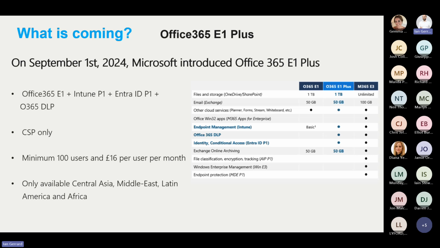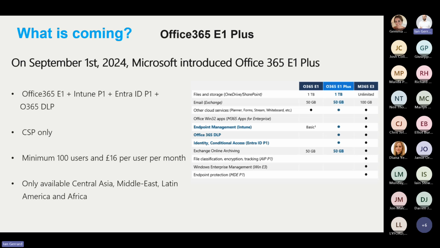I want to show you some other things that are coming, because on the 1st of September 2024, Microsoft did introduce something called Office 365 E1 Plus in the Central Middle East and EMEA regions, not Europe, sorry. This is the introduction of E1 Plus, with Intune, Entra ID with data loss protection, and available on CSP, pitched in between E1 and E3. So I think this is going to be coming to the UK market, I think in their new financial year, on the 1st of July. That's a prediction. That's not confirmed officially or unofficially.